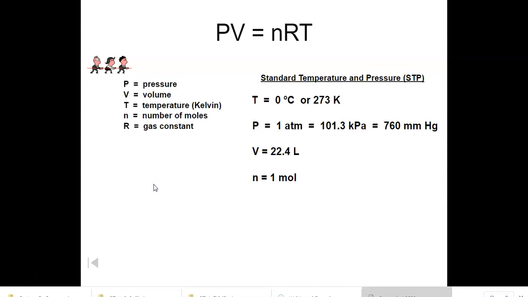So here are the different things: pressure, volume, temperature, moles, and then the gas constant. We've talked a little bit about this with standard temperature and pressure. We haven't used the initials STP, but that's what that means: standard temperature and pressure. Temperature is at 0 degrees Celsius or 273 K. Pressure is at 1 atmosphere or 101.3 kPa or 760 millimeters of mercury. Our standard volume is 22.4 liters because that's the volume made up of 1 mole, and our standard amount is 1 mole.